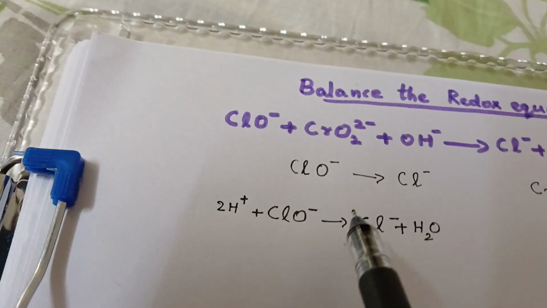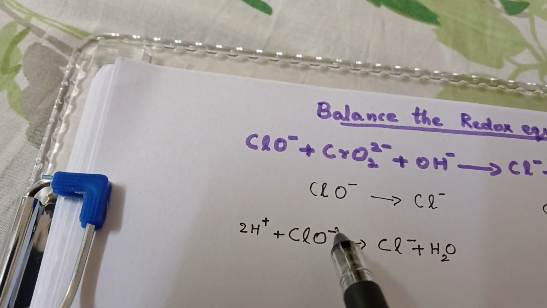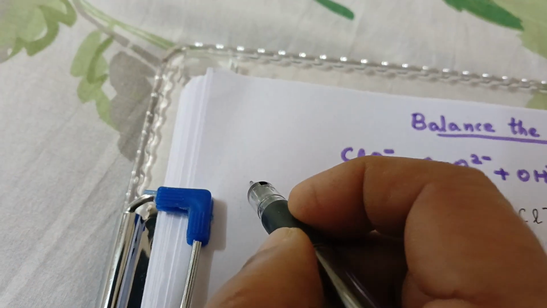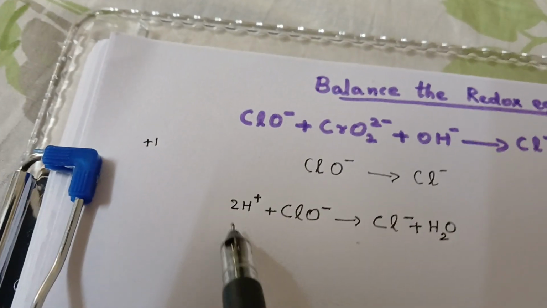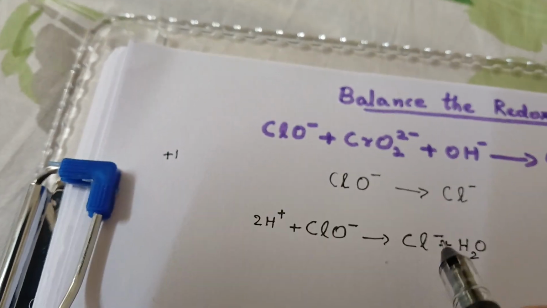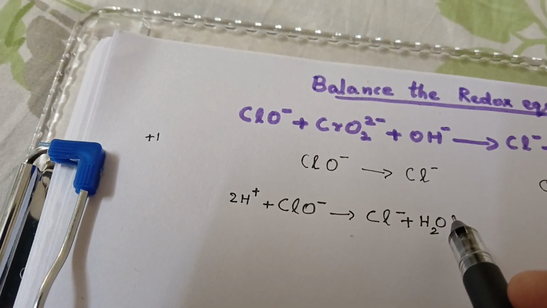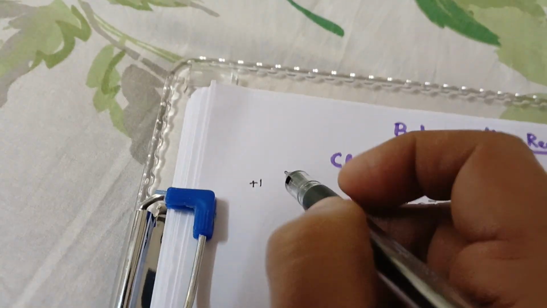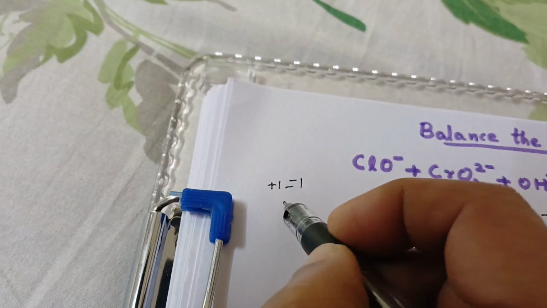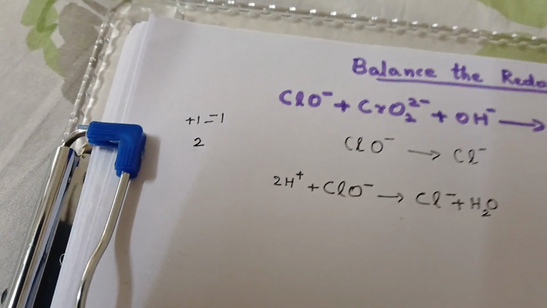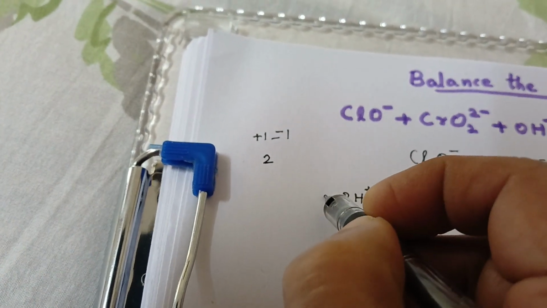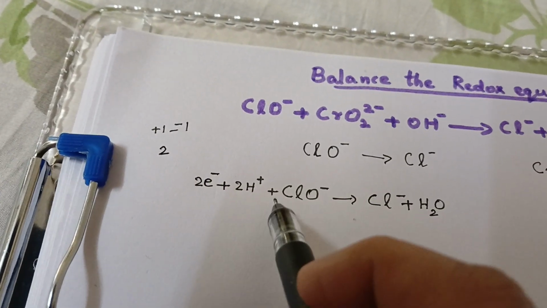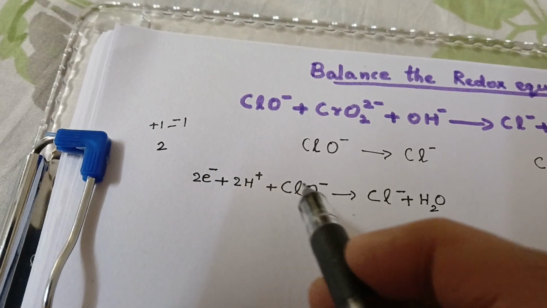We need to look at the charges. Here we have plus 2 and minus 1, so the resultant will be plus 2 plus minus 1, which gives us plus 1. Overall charge on the left hand side is plus 1. Right hand side it is minus 1. No charge on water. So what is the difference between plus 1 and minus 1? Plus 1 minus minus 1 will give us 2. So that many electrons we have to add to the more positive side. This is the more positive side, this one. We saw that the resultant was plus 1.